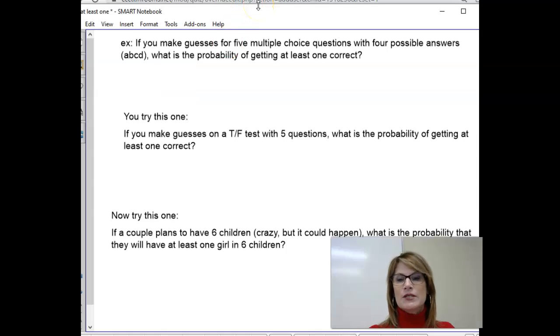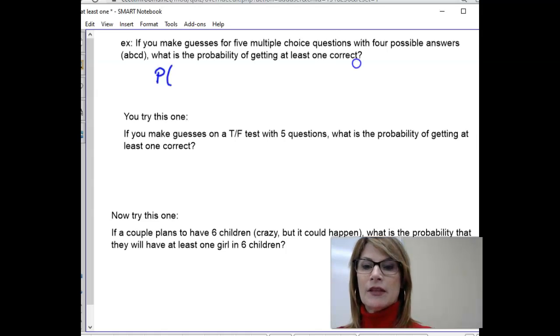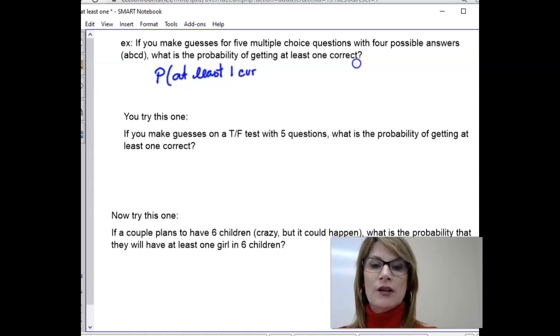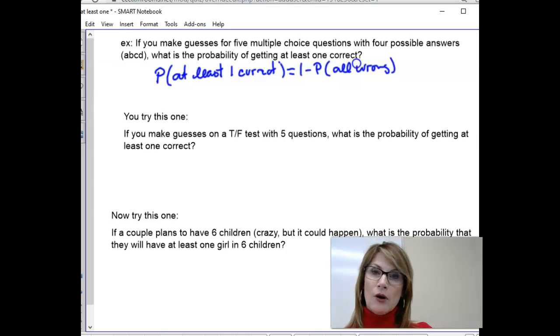Okay, so let's do a test question. If you make guesses for 5 multiple choice questions with 4 possible answers, like A, B, C, D, what's the probability of getting at least 1 correct? At least 1 correct is the same thing as all wrong. At least 1 correct would be 1 minus the probability that they're all wrong.